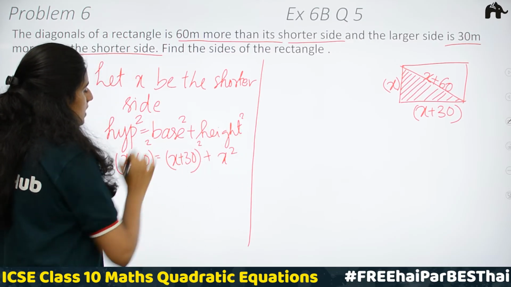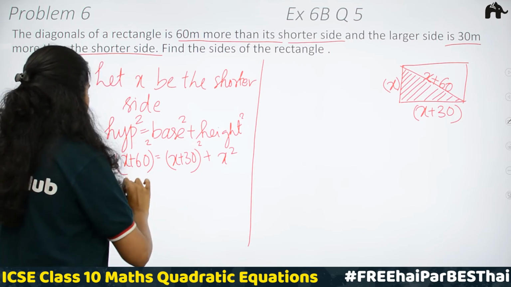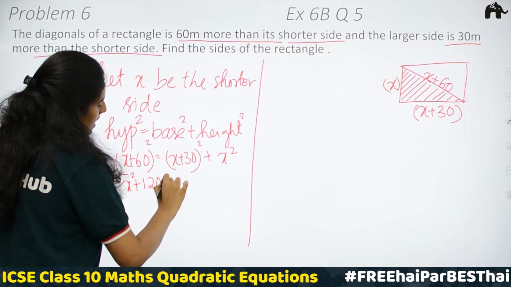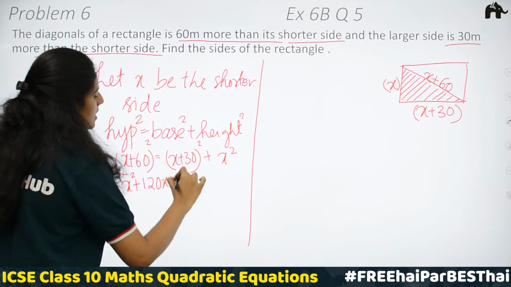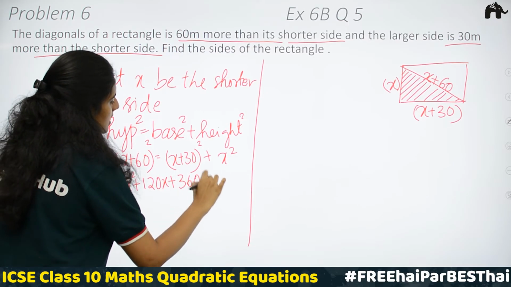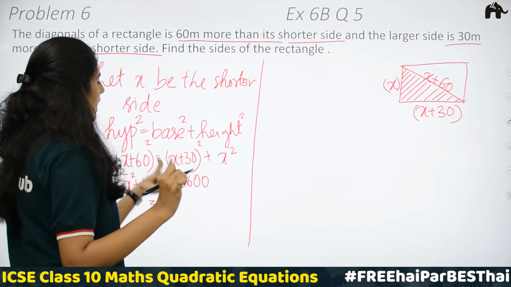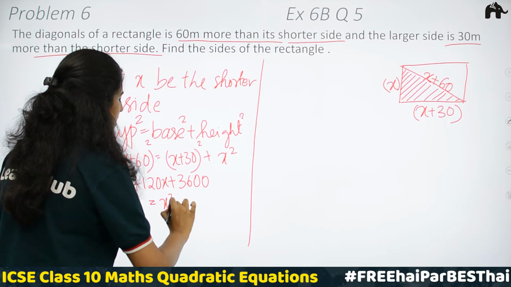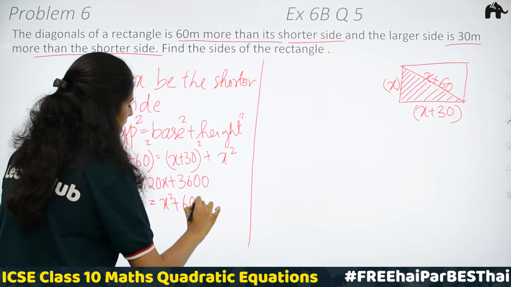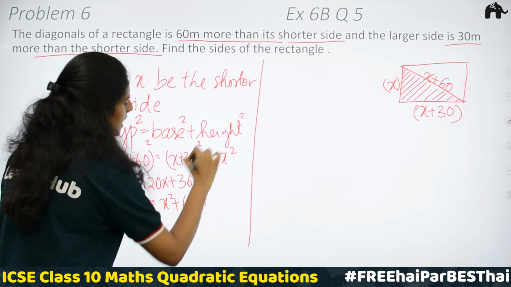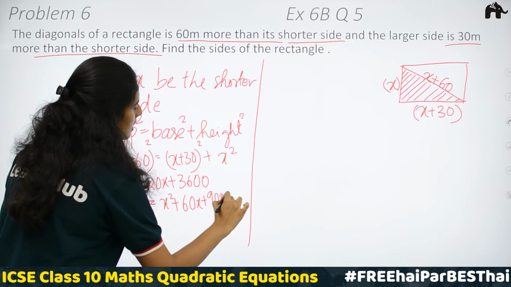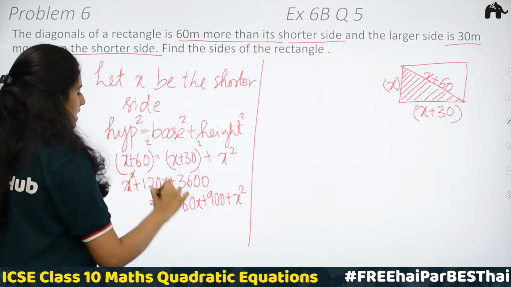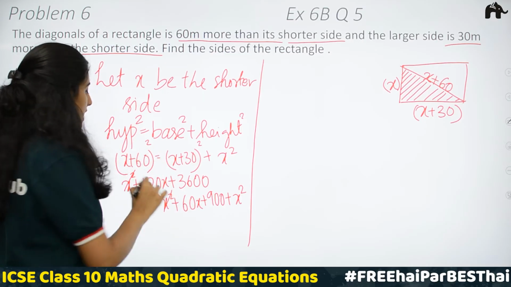Okay. X plus 60 whole square, a plus b whole square is x square plus 120x plus 60 square, 3600, that is equal to x plus 30 square, x square plus 60x plus 30 square is 900 plus x square. Okay. From this side and this side I am cancelling x square.